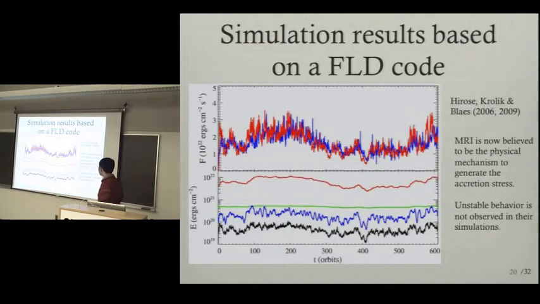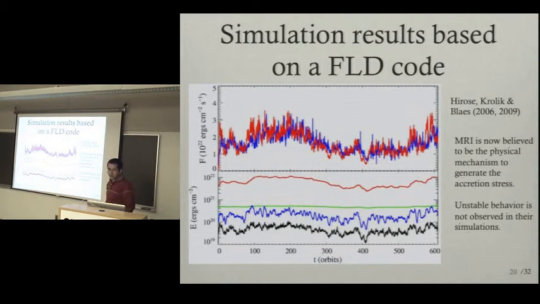Before I describe my results, the previous work on this is by Hirose, Krolik and Blaes in 2006 and 2009. They did very similar problems with Zeus, which used FLD to capture the radiation transfer. Surprisingly, they found that the MRI-provided disk is thermally stable. This is the history of the different energy budgets from their simulations: the radiation energy density, the gas internal energy density, the magnetic energy density and the kinetic energy density. Over 600 orbits, they did not see any thermal runaway in the simulations, and they said that the disk is thermally stable. This is a surprising result, because they actually found that the structure of the disk is very similar to what the alpha disk model predicts, but they do not see the instability.